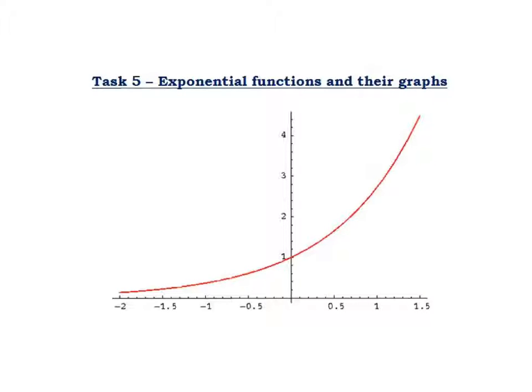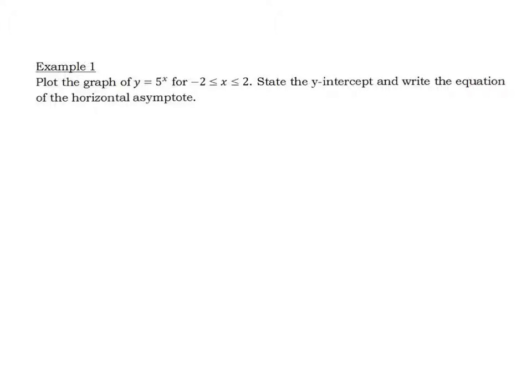Task 5, Exponential Functions and their Graphs. Example 1. Plot the graph of y equals 5 to the power of x for x between negative 2 and positive 2. State the y-intercept and write the equation of the horizontal asymptote.